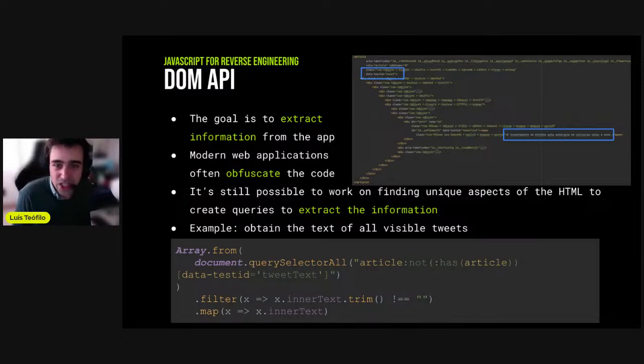But it's still possible. We just need to try to find the unique aspects of the elements that make them selectable. So in this case, I found this data test ID attribute that was equal to tweet text. I found this attribute when I was analyzing Twitter's DOM, and it was common that in every tweet it did appear in the HTML. So I used that to select the articles and the text from the articles. So this is an example.